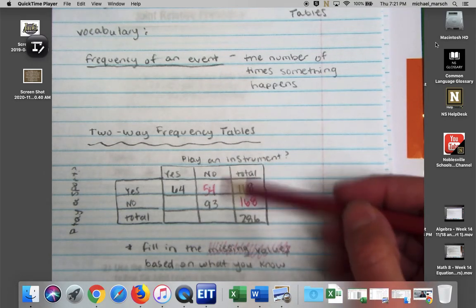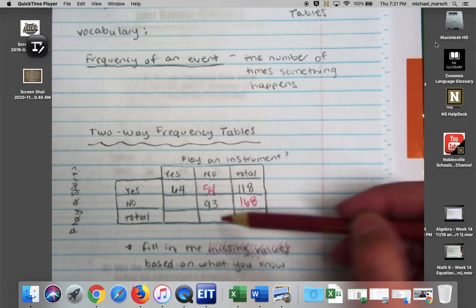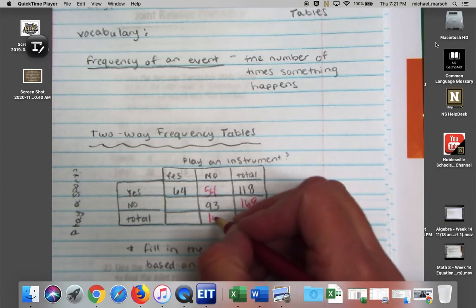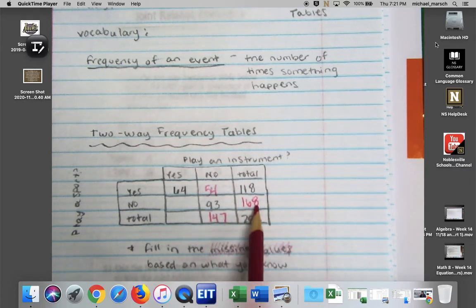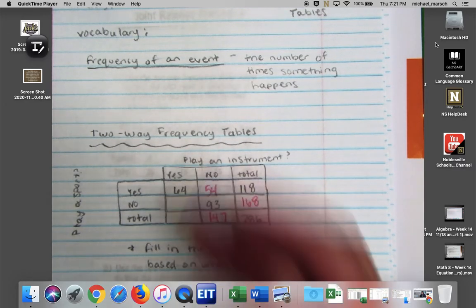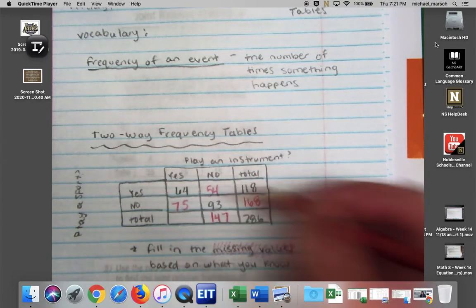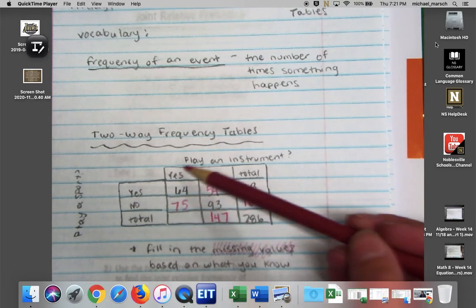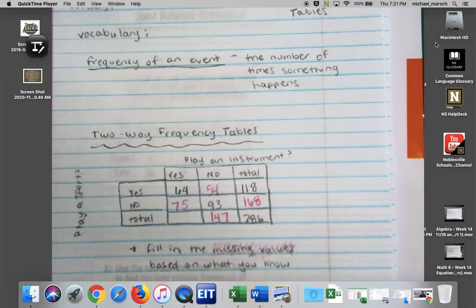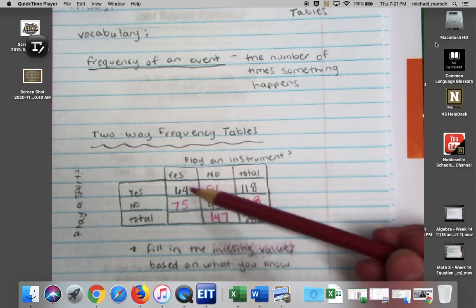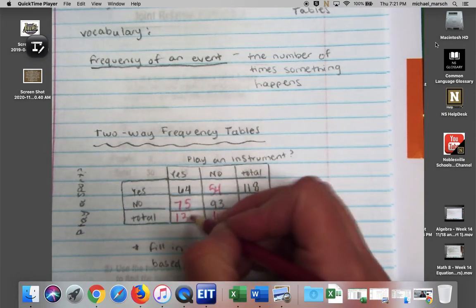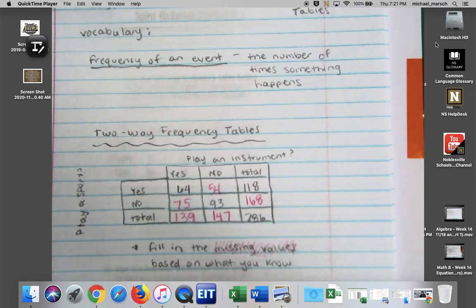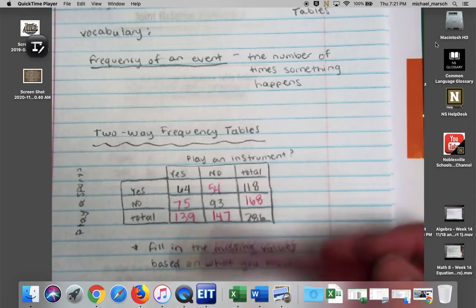These are all my no's here. If I add these up, I should get this total here of 147. And then if I subtract these two, 168 minus 93 will give me 75 people surveyed that don't play a sport but do play an instrument. And then the last one here, I could get this a couple ways. I could add these or I could subtract these. I prefer adding, so it's easy to just add that, 139. So I filled in the blanks based on what was missing.